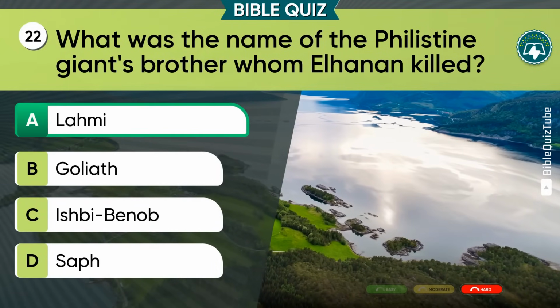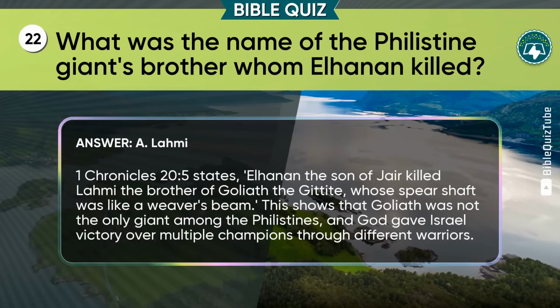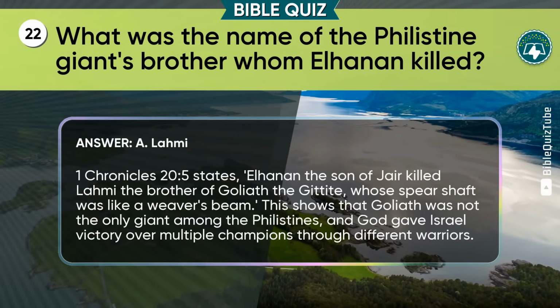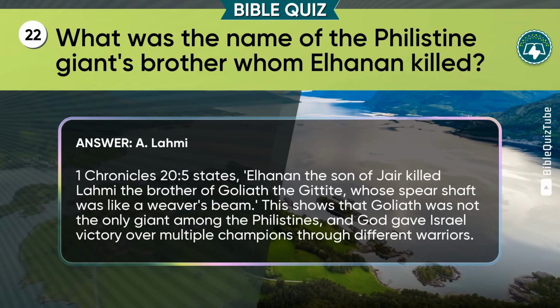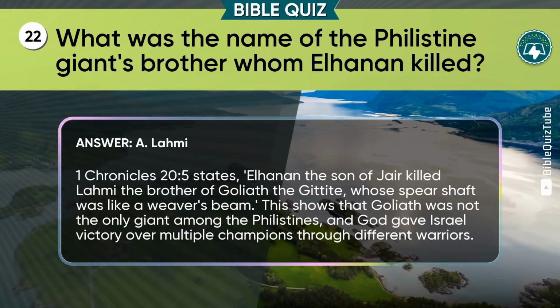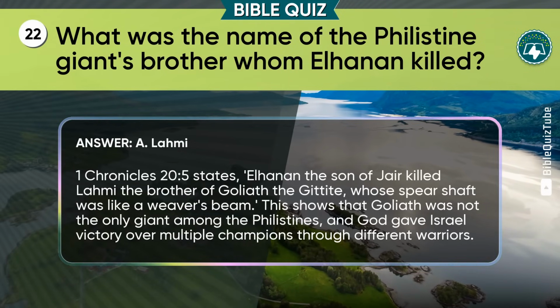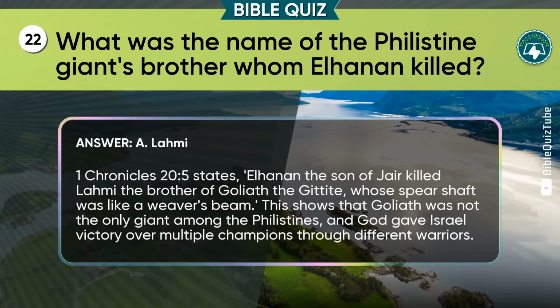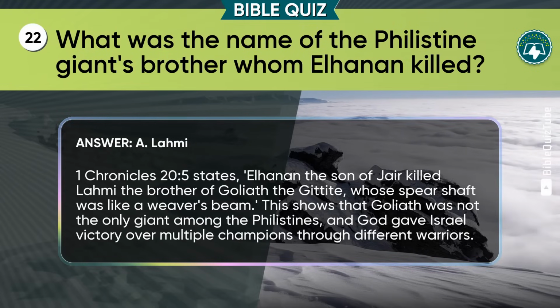You got it correct, A. Lami. The explanation. 1 Chronicles chapter 20 verse 5 states, "Elhanan the son of Jair killed Lami, the brother of Goliath the Gittite, whose spear shaft was like a weaver's beam." This shows that Goliath was not the only giant among the Philistines, and God gave Israel victory over multiple champions through different warriors.